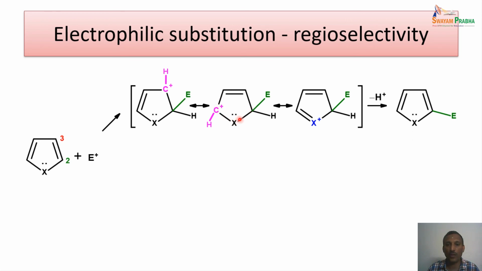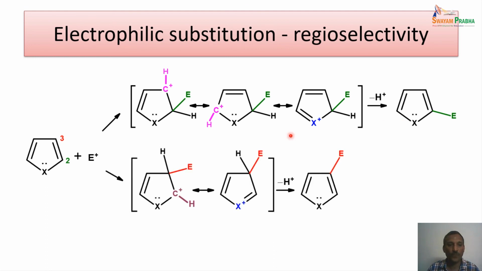If we go from the numbers 1, 2, 3, 4, 5, this is the 5th position. So here a carbocation is formed, and now there is a lone pair on the heteroatom. So this heteroatom can give its lone pair for the stabilization of this carbocation, which leads to a positive charge on the heteroatom. So we have literally 3 resonance stabilized structures possible when the addition takes place at the 2 position. Finally, this loses a proton, and the heteroatom regains its lone pair of electrons, leading to the final product formation, that is the 2 substituted product.